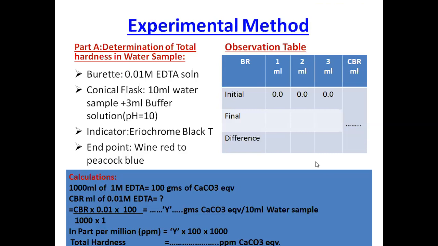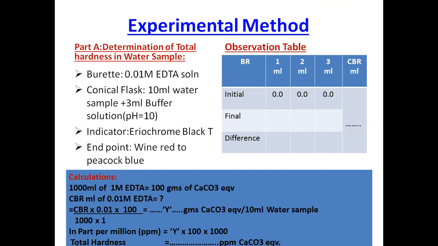The observation table shows initial readings, then final, and then the difference. You take CBR, constant burette reading, that means at least two readings should be the same, minimum two readings: first and second, first and third, or second and third. If you get two same readings, you don't need to go for the third one. You get the CBR and use this for the calculations. Okay. Numericals we will see later on in detail.